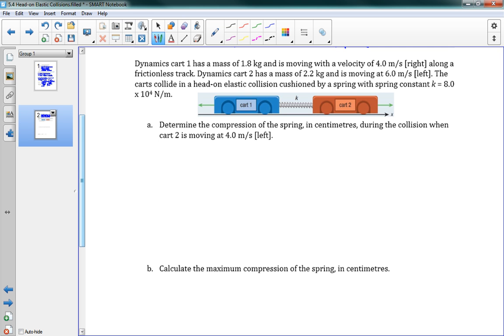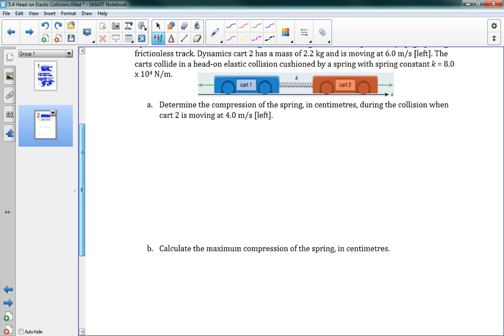So we're going to use our conservation of energy, but first we'll use our conservation of momentum to find out what the final speed of cart 1 is. To use conservation of energy, we need to know the speed of both objects. We know the final speed of cart 2. We can use conservation of momentum to find the speed of cart 1.